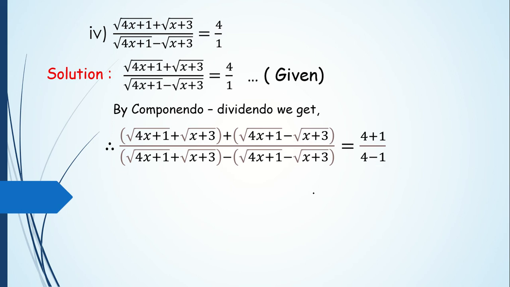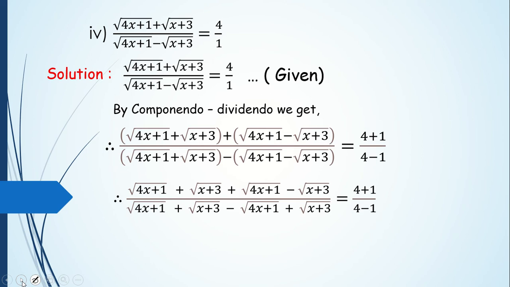Now the next step is opening the brackets. Here there will be no change because the plus sign is there, but in the denominator we have a minus sign. So this will be minus, this will be plus. So when we open the brackets we get this. Now root x plus 3 plus root x plus 3 minus root x plus 3 will get cancelled. And here root 4x plus 1 minus root 4x plus 1 will get cancelled.